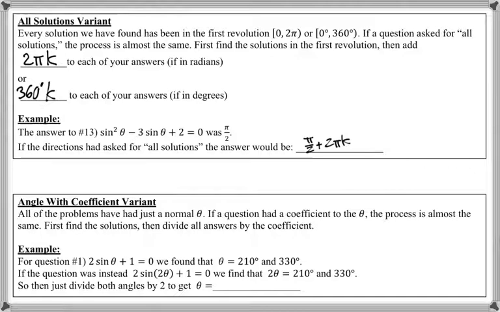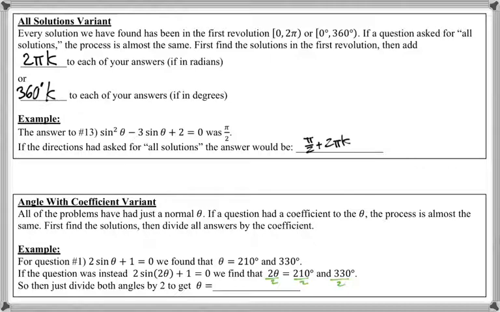Another kind of variant on the problems is they could have been asked with a coefficient in front of the theta. So the process is the same. You'd first find the solutions, but then you would divide all of your answers by that coefficient. So on question number 1, we found that theta was 210 and 330. If the question was the exact same question, but you had a 2 theta, then you would find that 2 theta is 210 and 330. So then to get theta, you would just divide everything by 2.